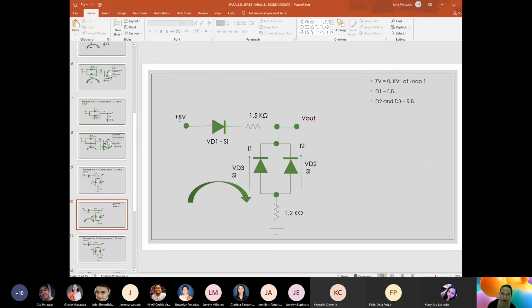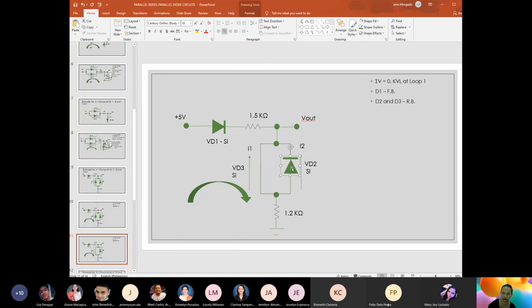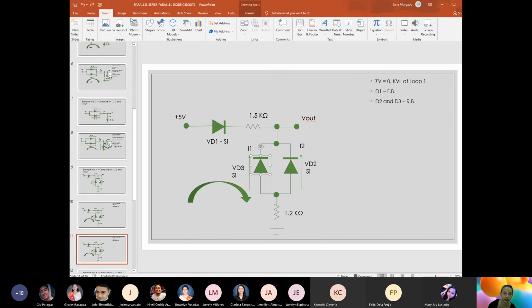Okay. D1 is forward because itong side na to, okay? Positive connected to the positive. Kaya forward. So, ano mangyayari? So, open siya. Takpan na lang natin, no? Insert. Ayan. Open pala siya.